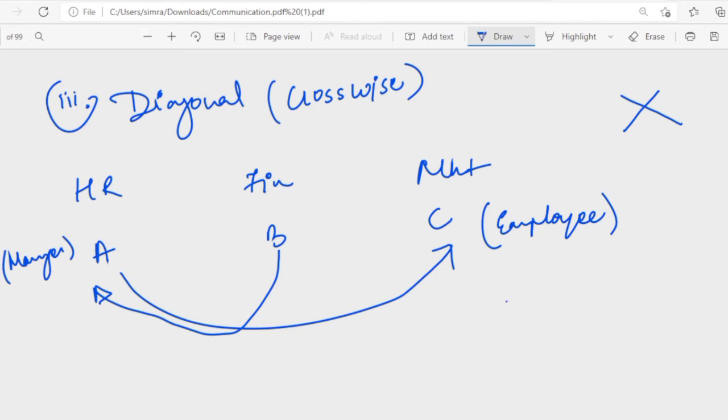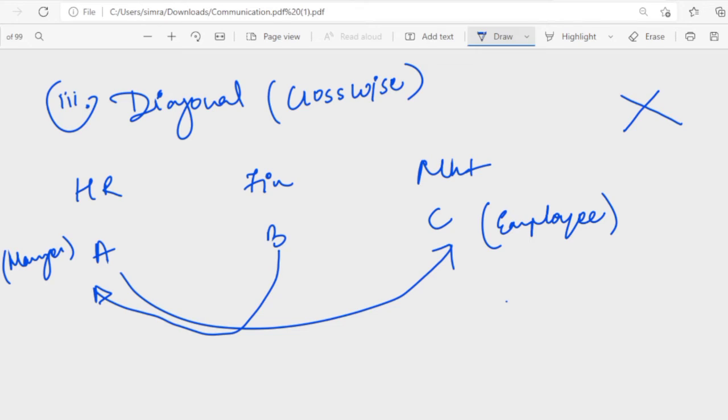So in internal communication, we have seen two types, formal and informal. And in formal communication, we have seen three types. First one is vertical, next is horizontal, and the last one is diagonal, which is also known as crosswise communication. So in internal, the first type was formal communication, in which you have seen three, which is vertical, horizontal, diagonal.